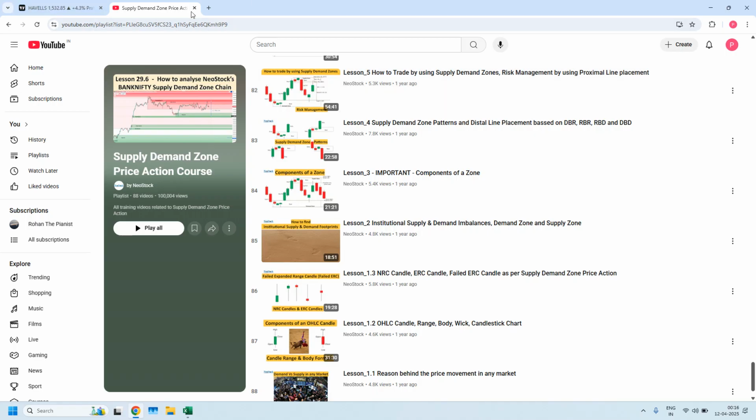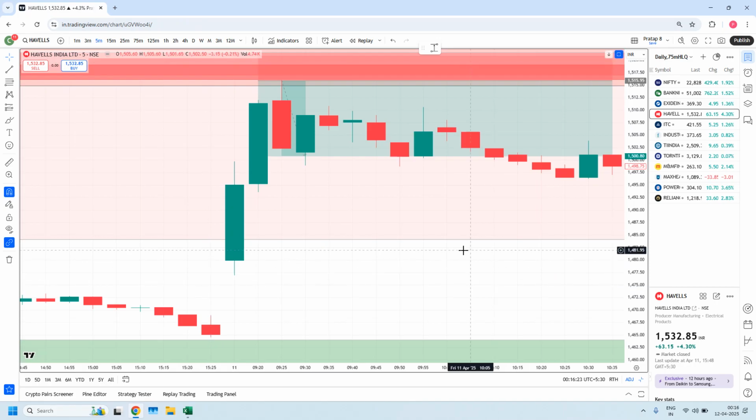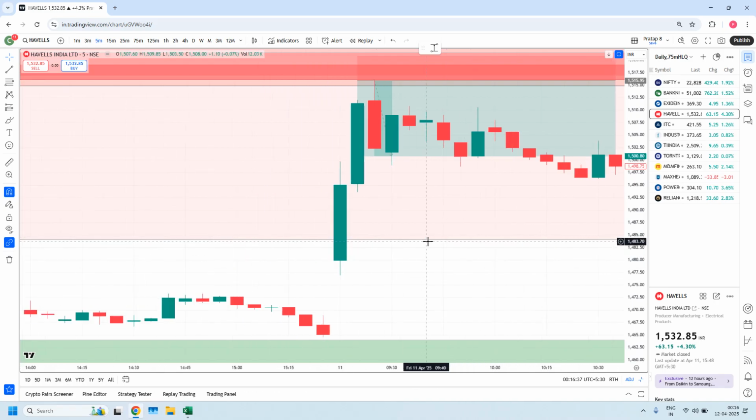Now let's get into performance of the HLQ zone analysis. Previously we identified 1, 2, 3, 4, 5, 6, 7, 8, 9, 10 high liquidity zones. Out of these 10, today we got trades from 3 stocks. 1 is successful and 2 are stopped out.